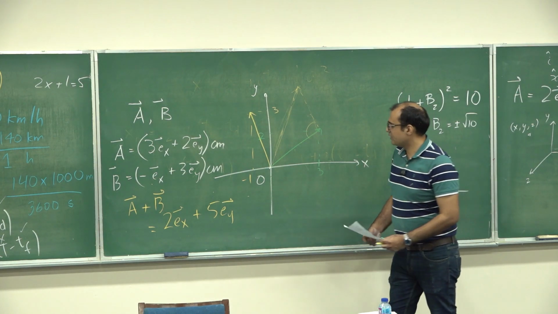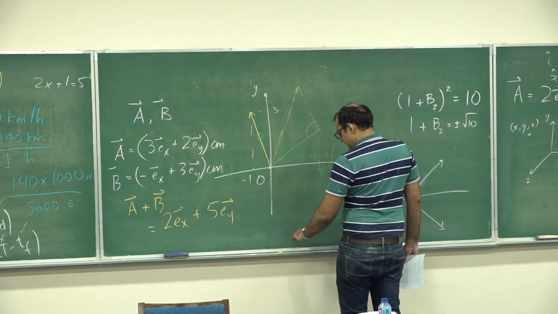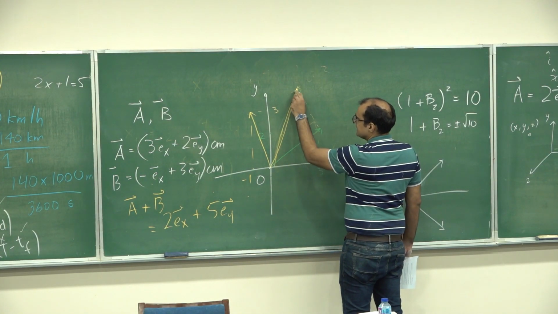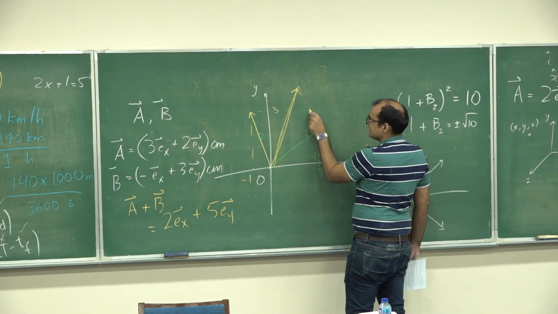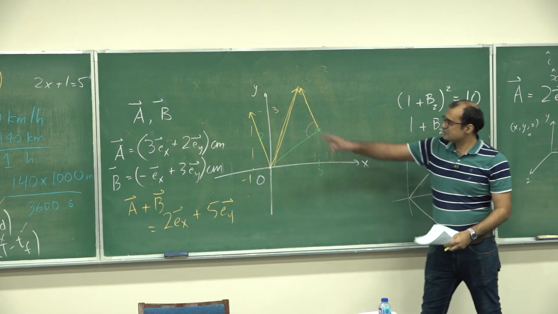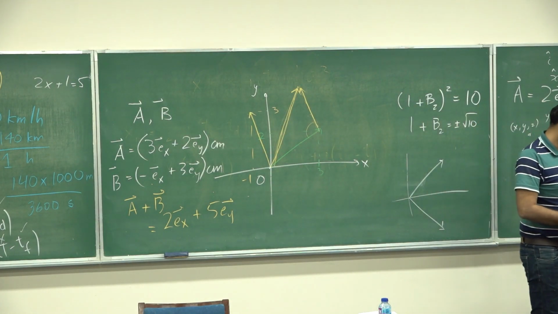So just draw the arrow, right? 2Ex plus 5Ey. So that means that your resultant. Yeah, I pretty much got it spot on. This is basically the resultant, and this is basically the result of you translating this arrow over here. So this is your resultant, 2Ex plus 5Ey. That's exactly it.